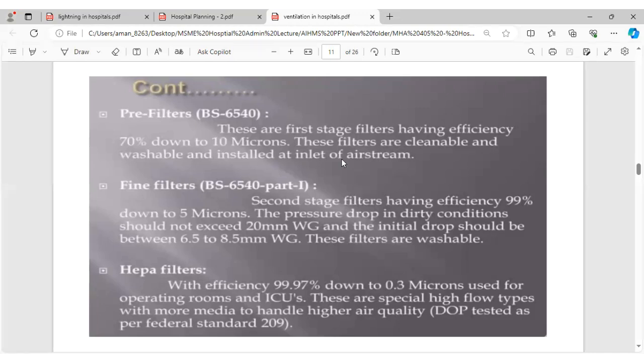The pressure drop in dirty conditions should not exceed 20 mmWg, and the initial drop should be between 6.5 to 8.5. Now, these filters are washable. HEPA filters with efficiency of 99.97% down to 0.3 microns are used for operating rooms and ICUs. They are especially high flow types with more media to handle higher air quantity.